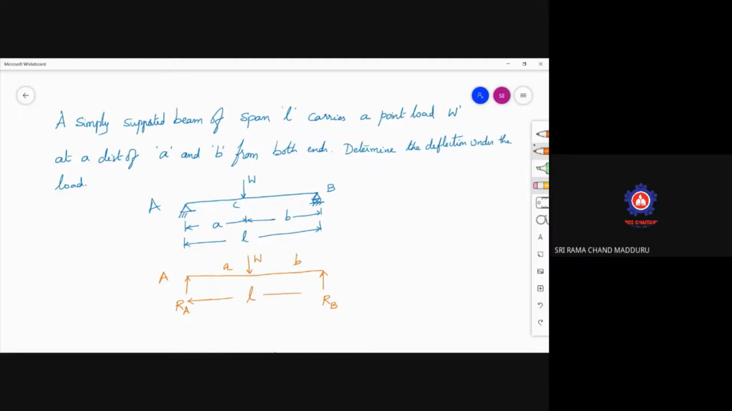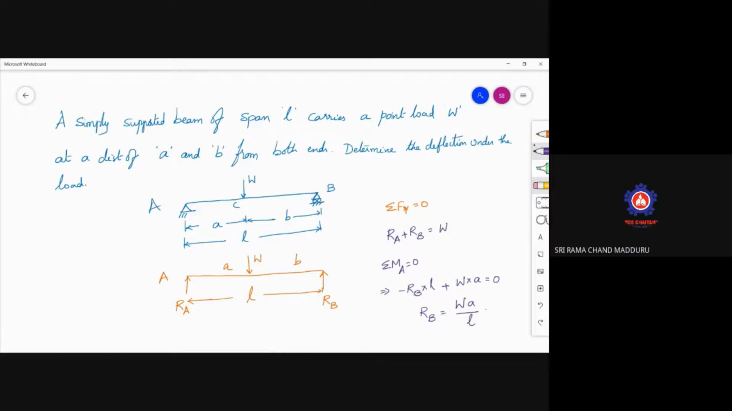Sigma Fx is not applicable. Sigma Fy equal to 0, so Ra plus Rb equal to W. Taking moment about A equal to 0, that implies minus Rb into L, which is anti-clockwise, plus W into A. So which is nothing but W A by L. Rb value is W A by L.